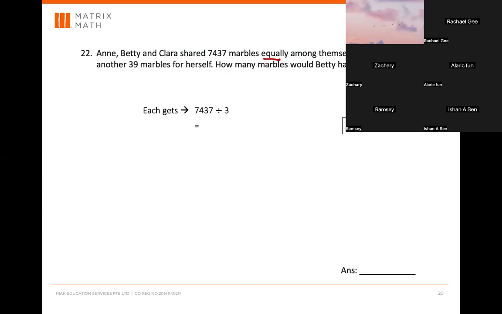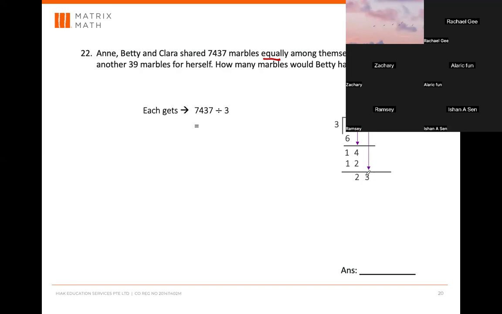So long division, you have to be careful. You can always write down the 3 times table at the side. So you can only have 2, which is 6. So you're left with 1. Bring down the 4. So the 3 times table doesn't have 14. The one nearest to 14 will be 12. 3 times 4, 12. So you are left with 2 and we bring down the 3.